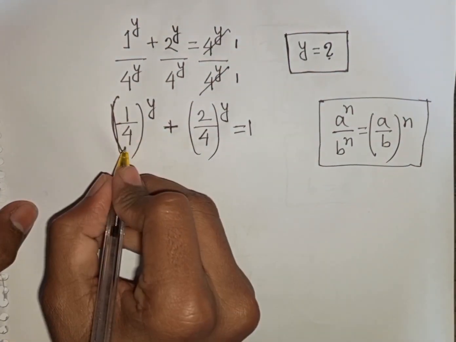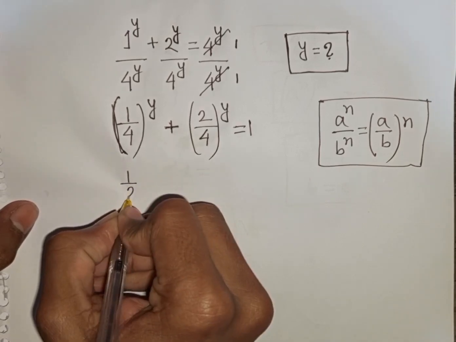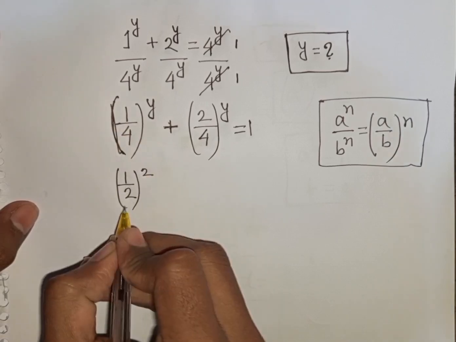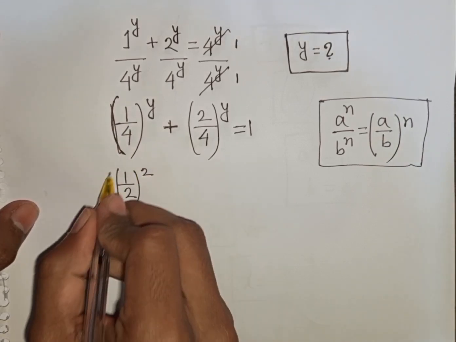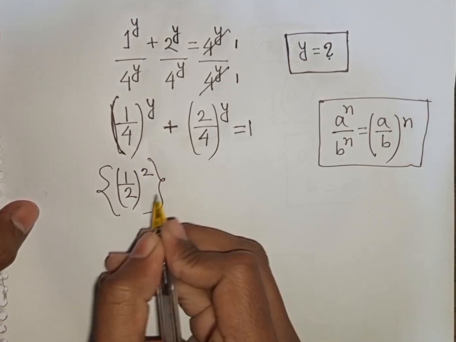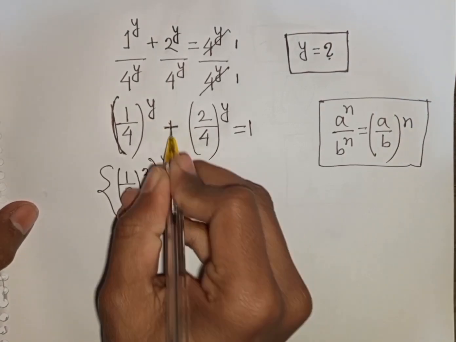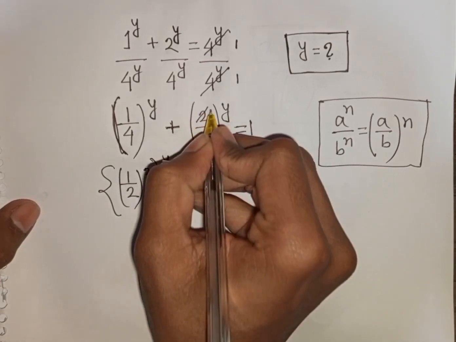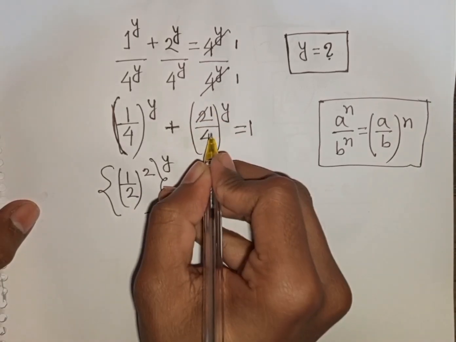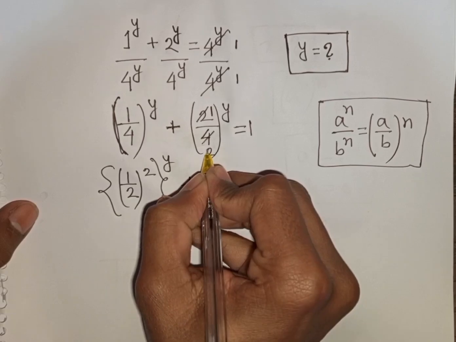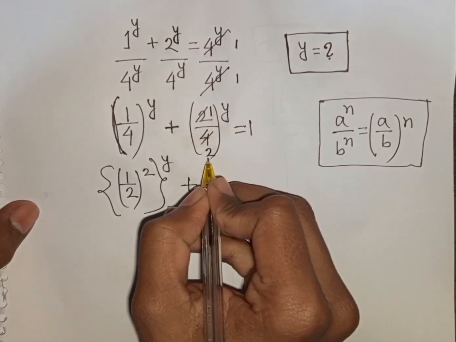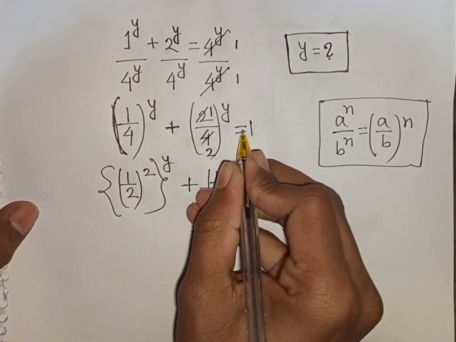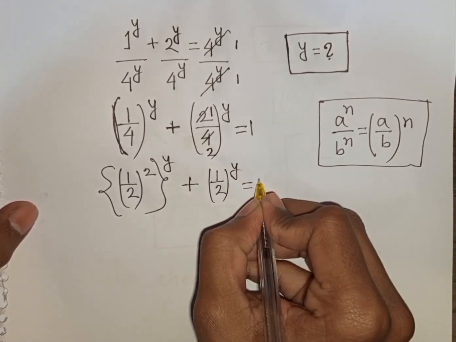Now 1 by 4 can be written as (1/2)^2, since 1 squared is 1 and 2 squared is 4. Then this first bracket can be written as ((1/2)^2)^y, then plus 2 divided by 4, that means it will be 1 over 2, so (1/2)^y, then is equal to 1.